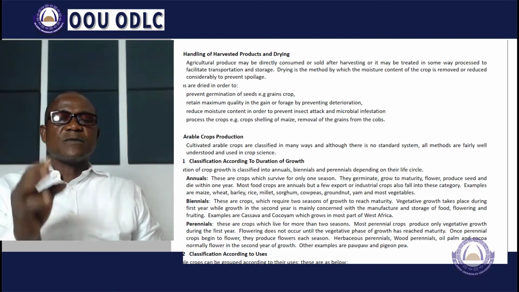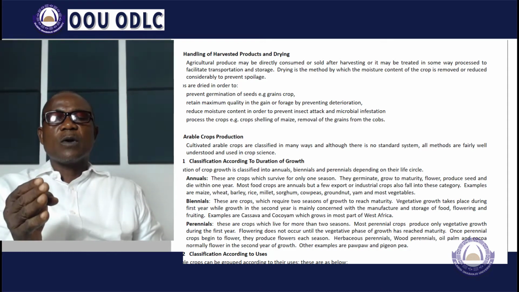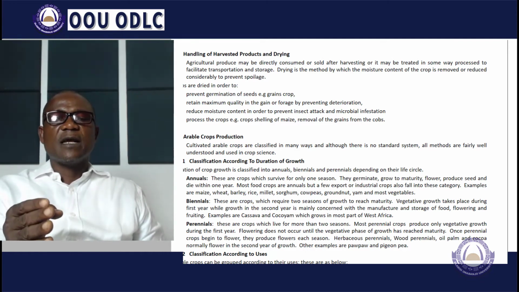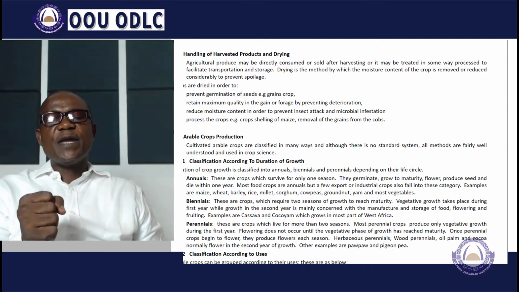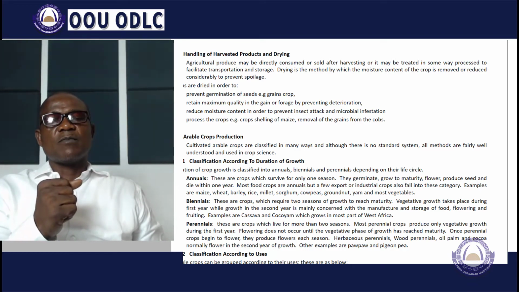Most food crops are annual crops, but a few export or industrial crops also fall into this category. Examples are maize, wheat, barley, rice, millet, sorghum, cowpea, groundnut, yams, and most vegetables.